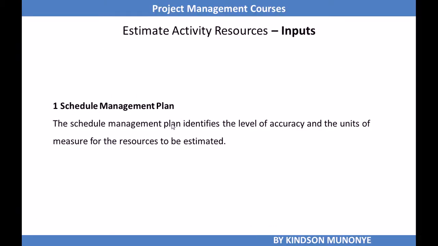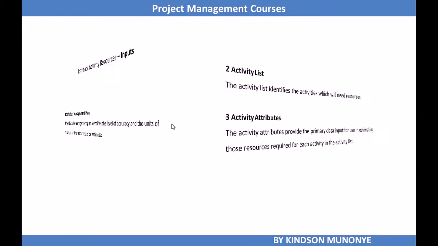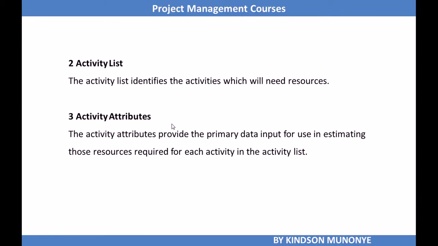The first input to estimate activity resources is the schedule management plan. The schedule management plan is necessary for estimate activity resources because it helps us to identify the level of accuracy and the units of measure for resources to be estimated. And also we have the activity list, an output from the define activities process. It identifies activities which will need the resources, because if you are estimating activity resources, you are estimating resources needed for each activity. So you have as an input the activity list from the prior process.